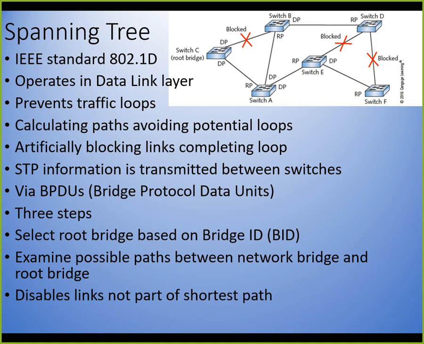It artificially blocks links, completing the loop. It actually puts them in a blocking state. The STP information transmitted between switches uses the BPDUs, the bridge protocol data units. There are 3 steps. We're going to select a root bridge based upon the bridge ID. If all things are equal, if they have the default 32768, then the root bridge is going to be the one with the lowest MAC address. If we want to force the root bridge, we can lower the priority.